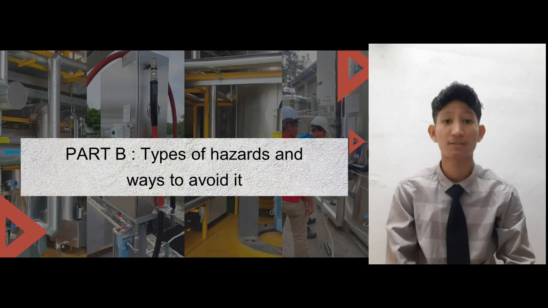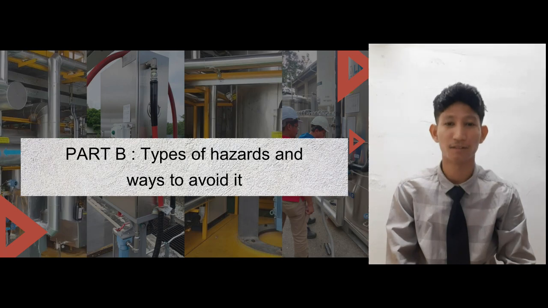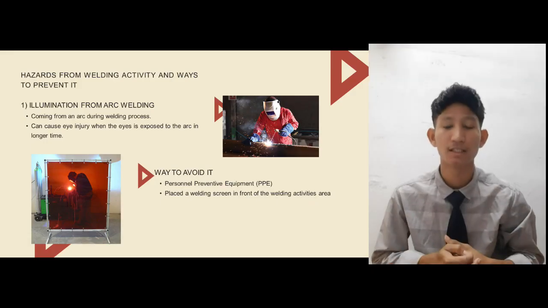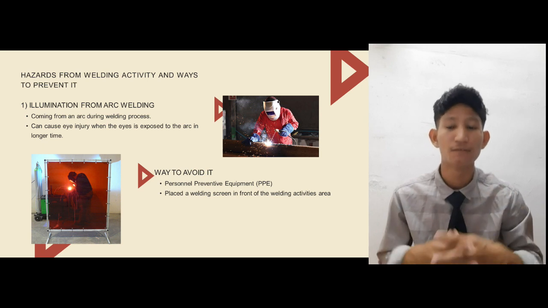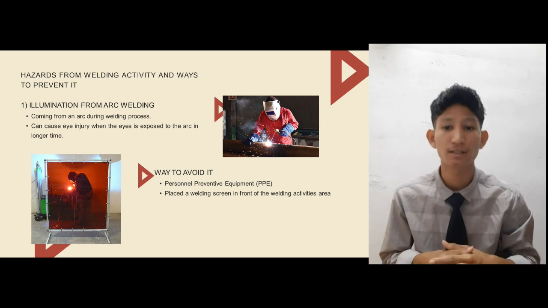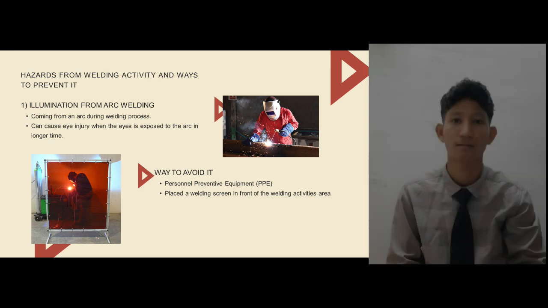Part B. Types of hazard and ways to avoid it. Conducting HIRAC, it is needed to analyze possible hazards in each activity. For gas technologies, welding is one activity that is conducted in the workplace. So, we look at the types of hazard from welding activity and ways to prevent it.